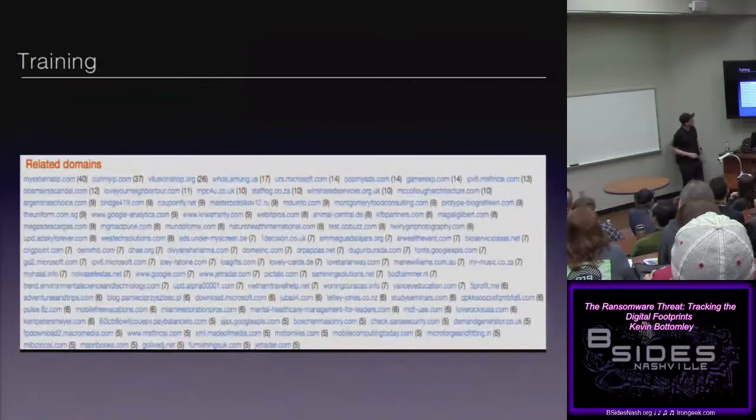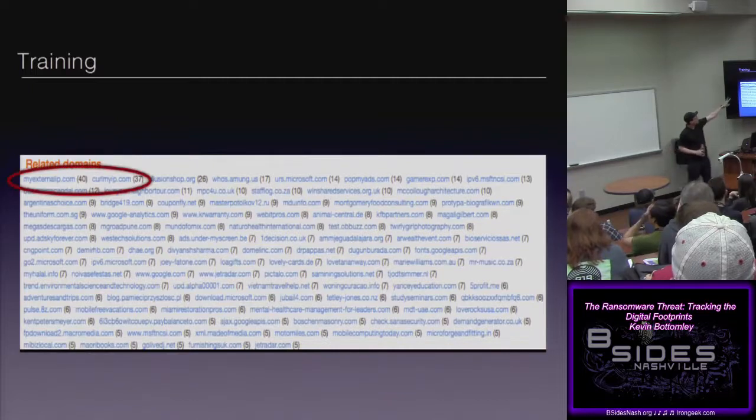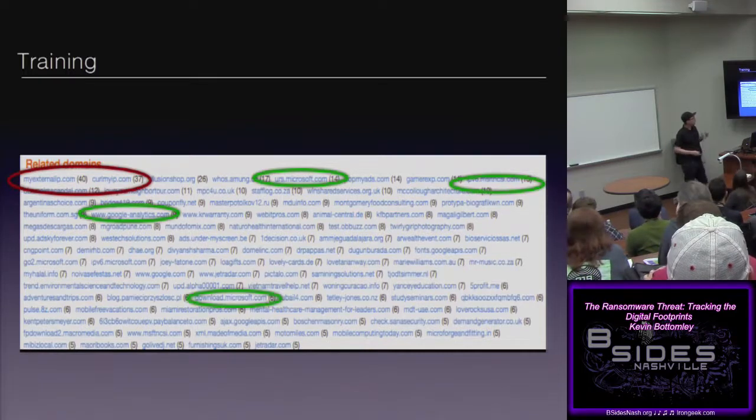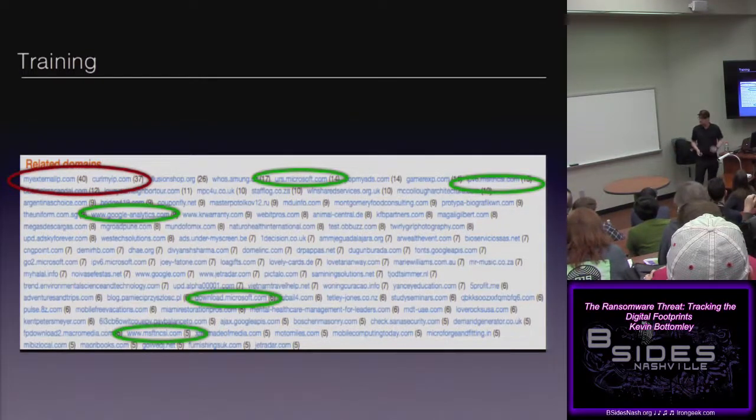So this is a blown-up version of the bottom section of that last slide. As you can see, the first two related domains are the other two raw IP addresses I was talking about. And then we have some Microsoft, some more Microsoft Drive, some Google stuff. Eventually we had to build up a whitelist to make sure these things didn't inadvertently end up in our GBL.